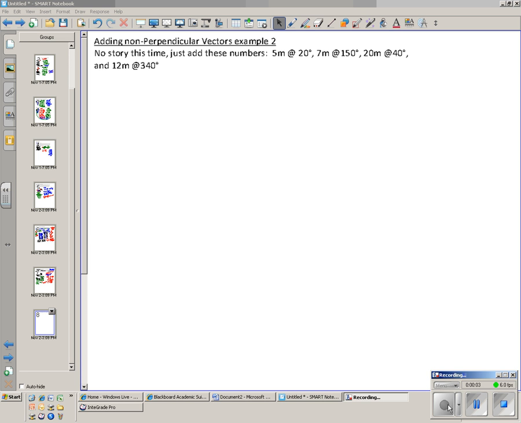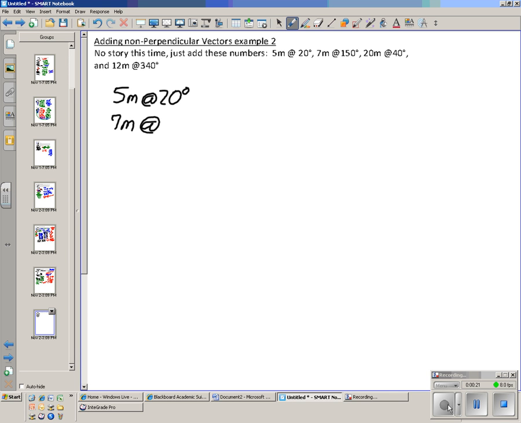This is the last adding vectors example, adding non-perpendicular vectors example 2. This time no amusing story, I just have to add a whole bunch of vectors. That's going to be 5 meters at 20 degrees, 7 meters at 150 degrees, 20 meters at 40 degrees, and 12 meters at 340 degrees.